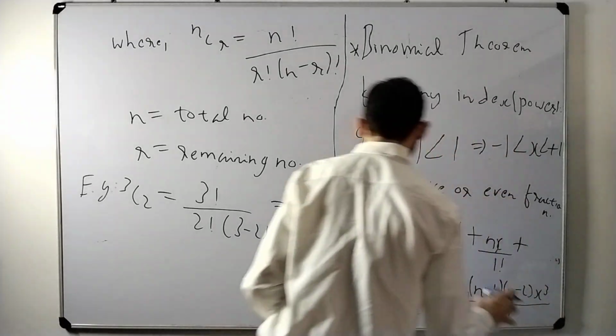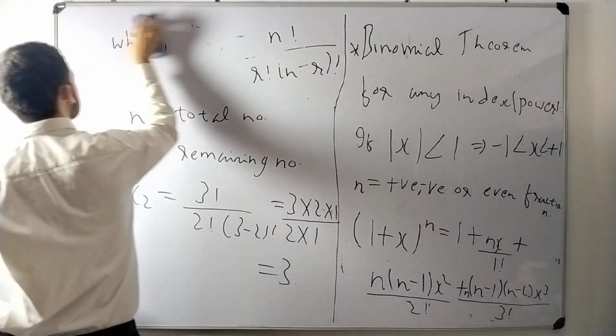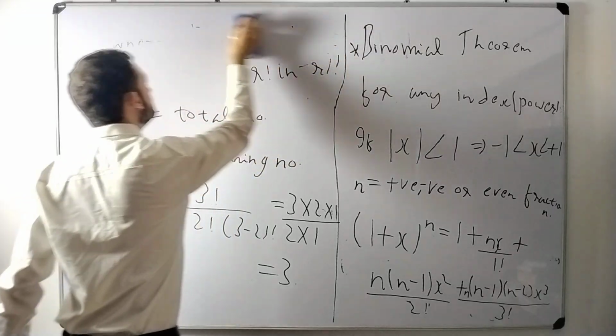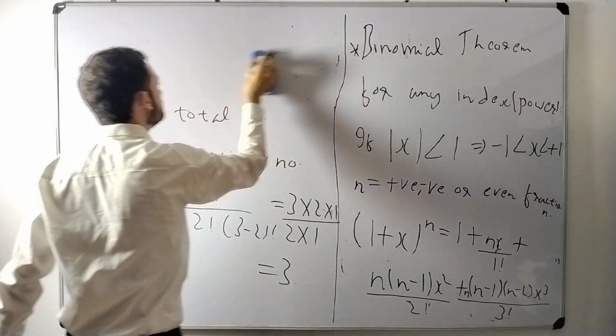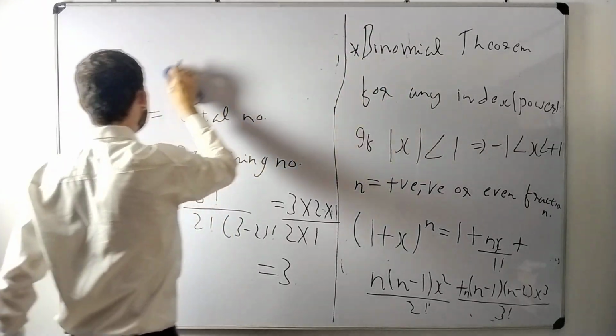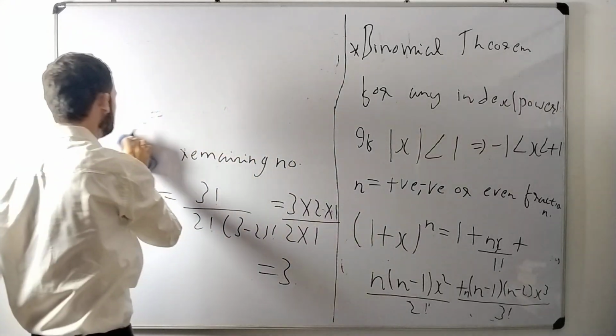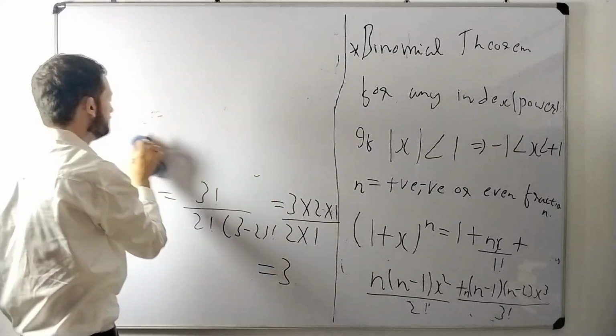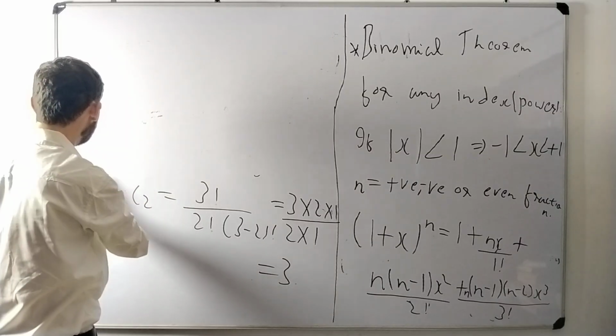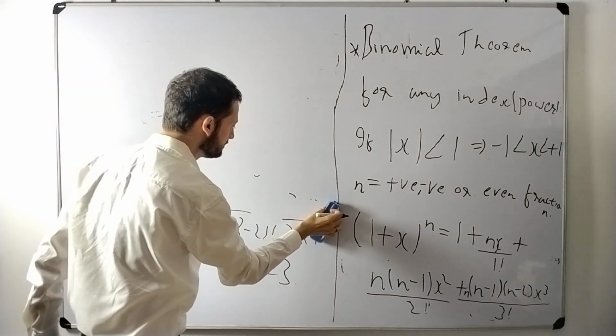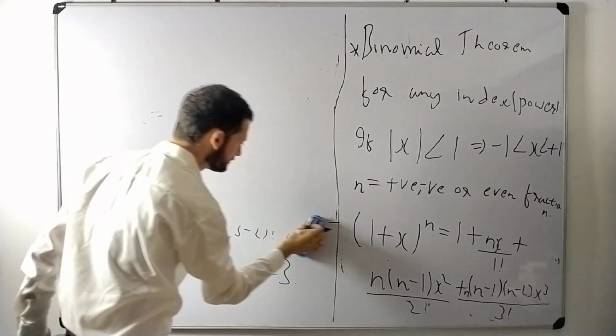Now let me give an example for your better understanding. So the beauty of mathematics is that it satisfies every number. The formula satisfies every number whatsoever.